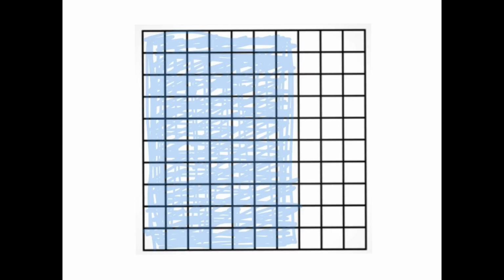Let's take a look at the relationship to 100. This square block has 100 equal-sized squares inside of it. The total is out of 100, and there are 70 of the squares that are shaded in. The ratio then is 70 out of 100, which is 70%.